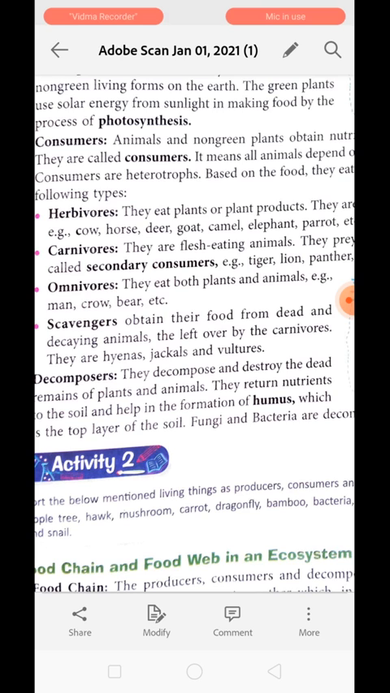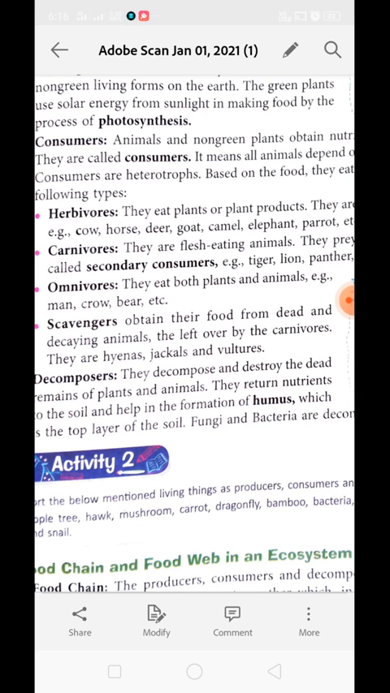Now, producer is dealt with. Producers are green plants which synthesize their own food. Consumers are those which depend upon producers for their food. Now, what is decomposer? Decomposers decompose and destroy the dead remains of plants and animals. They return the nutrients to the soil and help in the formation of humus.